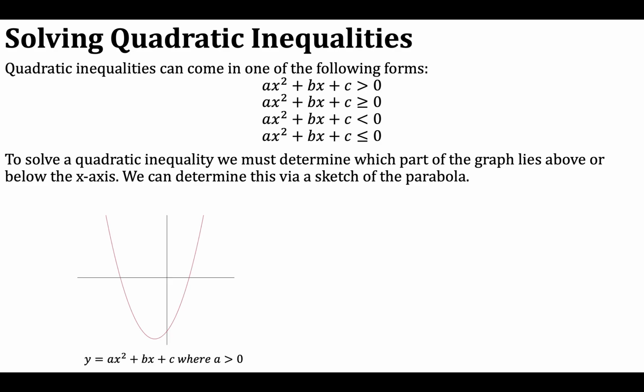So we have 2 forms of the parabola we should be familiar with. One with a minimum turning point, that's where we've got the general form of our quadratic equation and the a value is greater than 0. So our coefficient of our x squared term is positive, that gives us a minimum turning point. And if the coefficient of the x squared term a is negative, we have a maximum turning point.